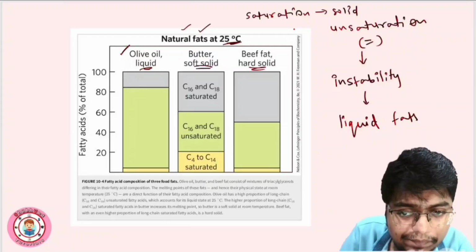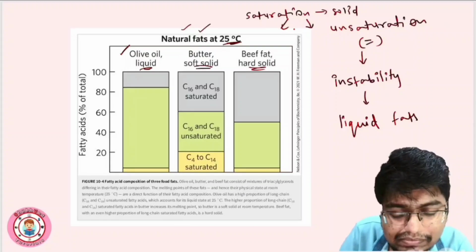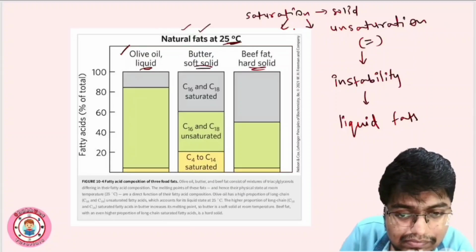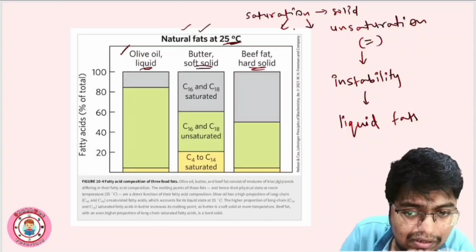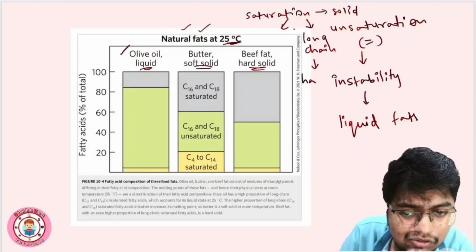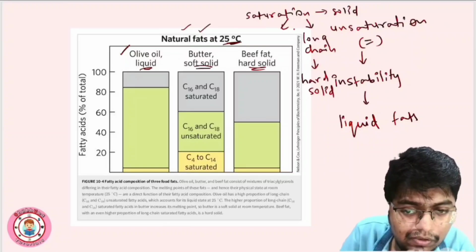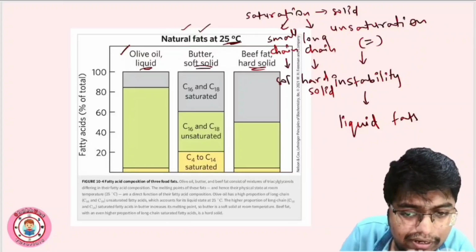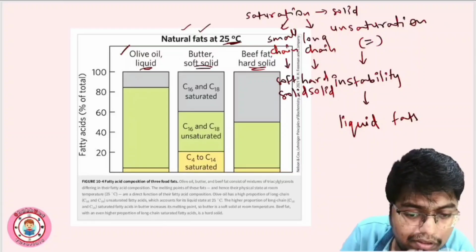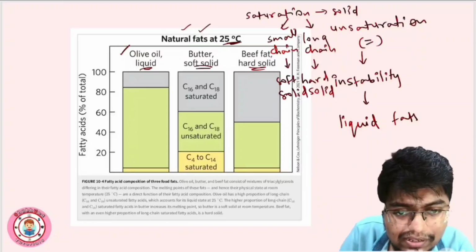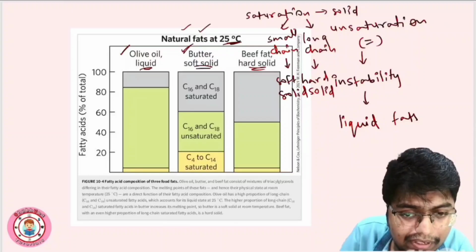Now in this also there are types, based on chain length. Okay, chain length. When there is long chain, it will give rise to hard solid. Okay, and when the chain is small, this will give rise to soft solid. Okay, this is a soft solid. You can see this butter is a soft solid and beef fat is a hard solid, right?